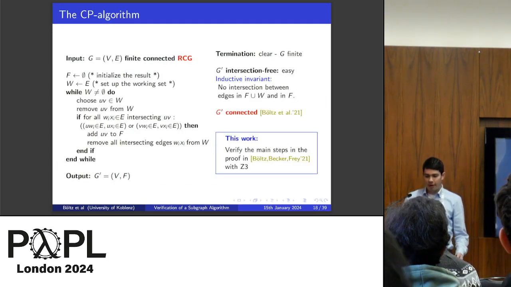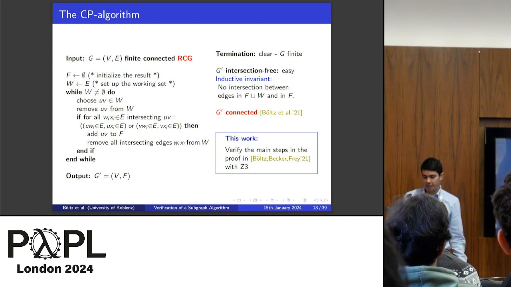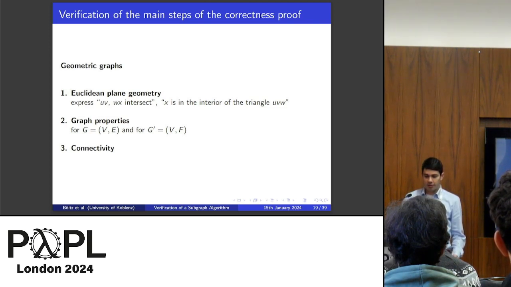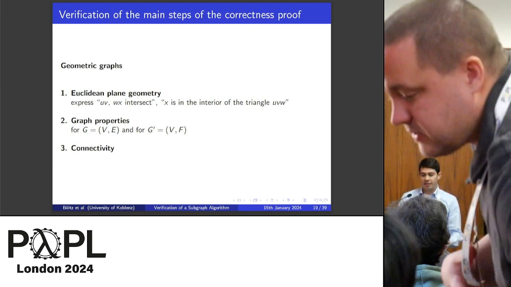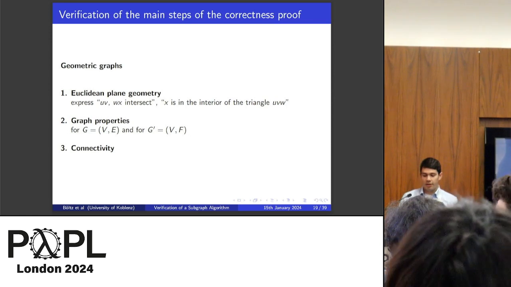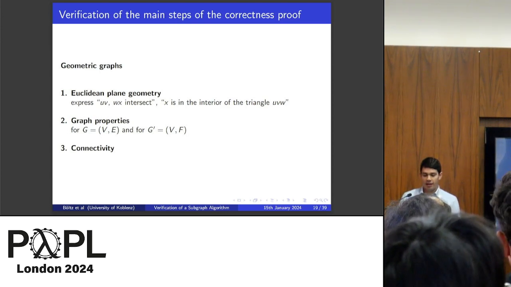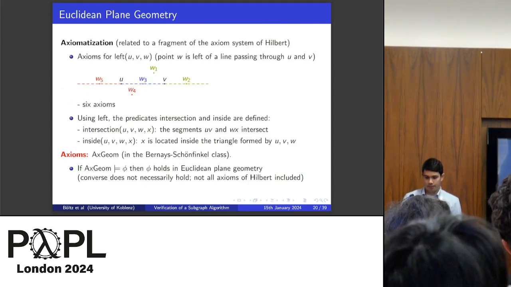Therefore, in the input, we require this graph to have the redundancy and coexistence property, and in our former work, we show that G prime is connected in this case, and in this work, we're going to verify the main steps in this proof with the theorem prover SPASS. So what do we need to do this? We have to reason about geometric graphs. In the first step, we have to express conditions in Euclidean plane geometry, such as that uv and wx are intersecting and that x is in the interior of a triangle. Then we have to model the graph properties, first for the input and then also for the output graph. In the last step, we have to reason about the connectivity.